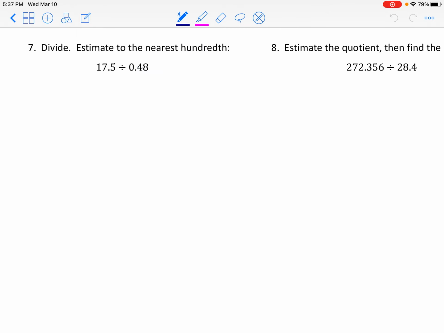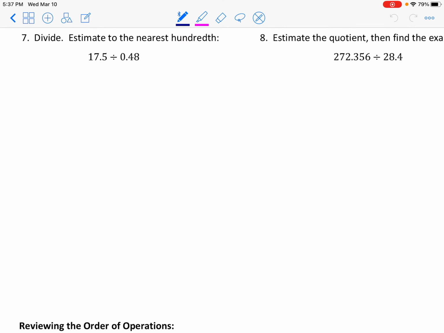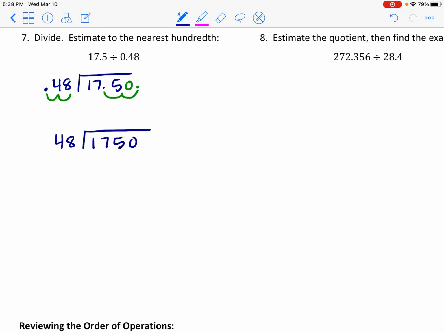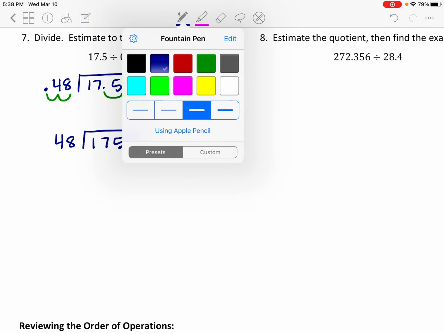Same process to start, and you're not going to notice anything different about it, but if we're trying to divide 0.48 into 17.5, our decimal is going to have to move twice here. So twice here means I have to add a 0 to move it. So what we're going to be dividing is 48 into 1,750. And now we have a decimal here, which we may or may not need. So let's go about our division here.